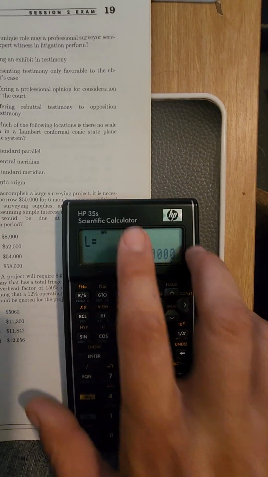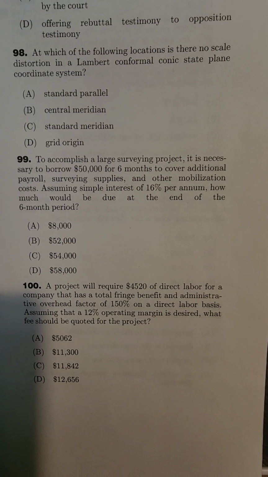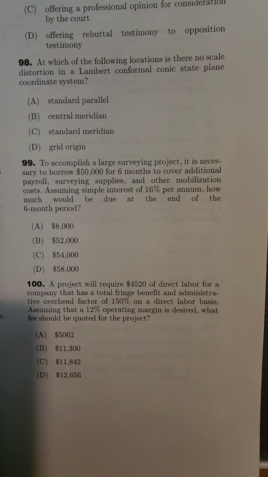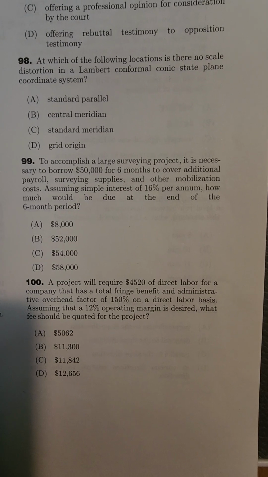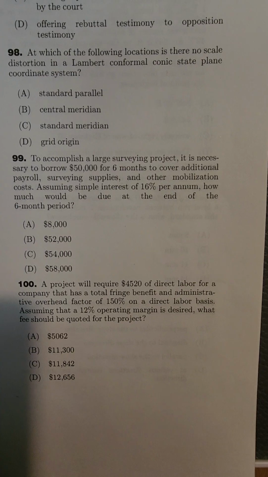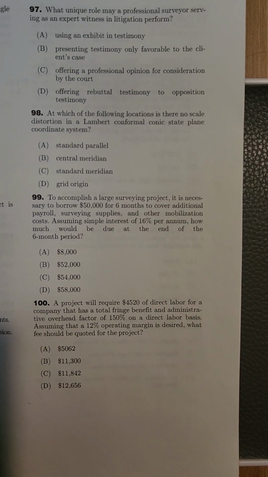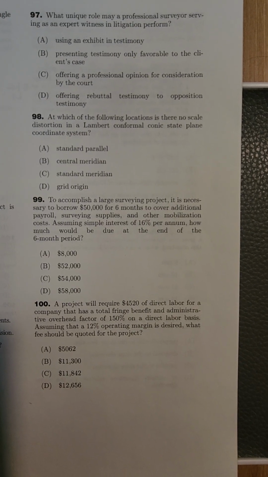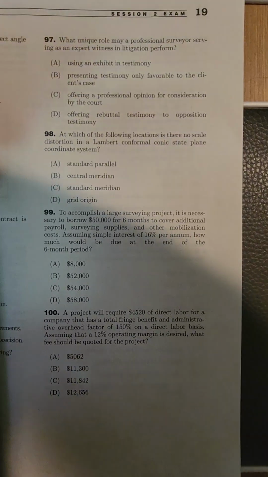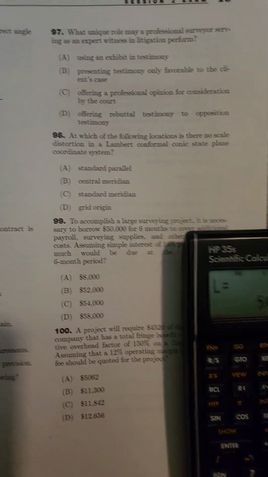So the other problem: a project will require 4520 of direct labor for a company that has a total fringe benefit and administrative overhead factor of 150% on a direct labor basis. Assuming that a 12% operating margin is desired, what fee should be quoted for the project? I feel like this is the one that's kind of hard to remember. And I tried to create an equation that was just one line, but I had to do a 2-step. And maybe there's something easier out there, but I'm a wing-it kind of guy.